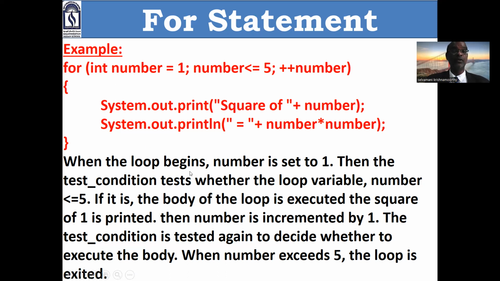When the loop begins, that means the very first time, number is set to 1. Then the test condition checks whether the loop variable, number, is less than or equal to 5. If it is, the body of the loop is executed: the square of 1 is printed. Then the number is incremented by 1. Again the test condition is tested to decide whether to execute the body or not. When the number exceeds 5, the condition becomes false and the loop will exit. That's all, very simple.